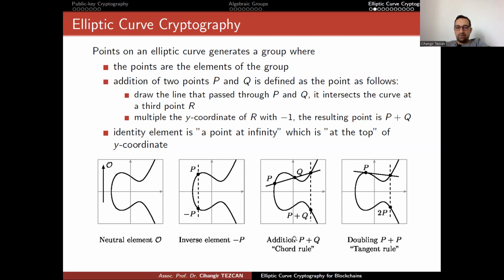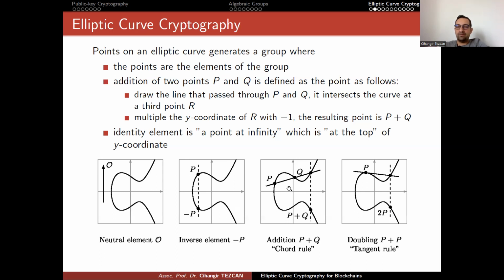Let's talk about addition first, and then we will talk about the inverse. For the addition of P and Q, as I explained above, you draw the line through here. It has to intersect the curve at a third point. Just reflect it with respect to the x-axis, which means that you multiply the y-coordinate by -1. And we say that this is now P plus Q. A very different addition operation, but this creates a group at the end.